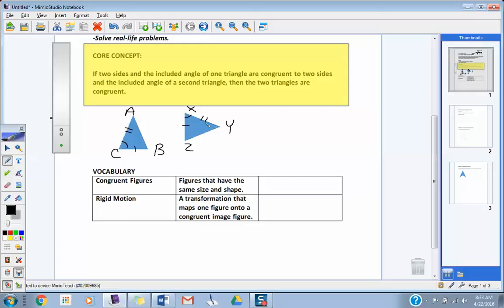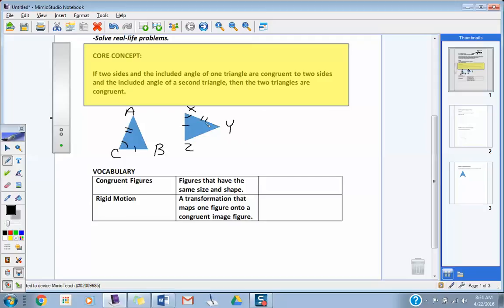Here's what they're talking about, guys. Here they give you some information about these two triangles. Basically what they've shown is the following. How many pairs of sides have they shown congruent between the two triangles? Two of them. They've used the tick marks to do that. Second question is, how many pairs of angles have they shown congruent? Just one pair, C and X, right? Okay.